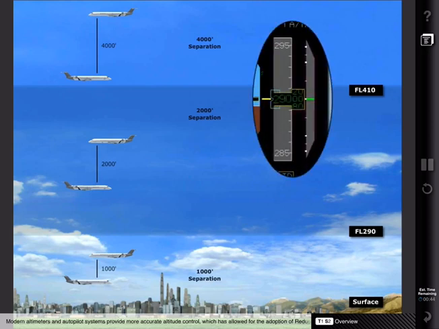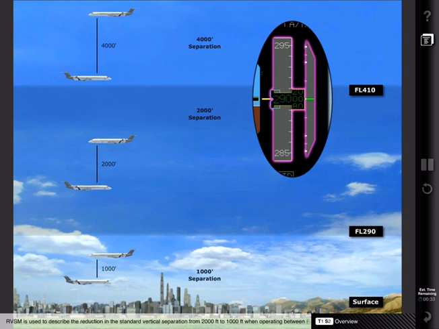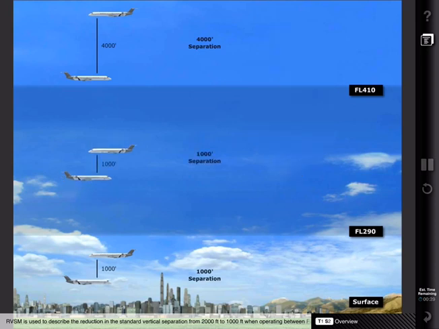Modern altimeters and autopilot systems provide more accurate altitude control, which has allowed for the adoption of reduced vertical separation minima, or RVSM. RVSM is used to describe the reduction in the standard vertical separation from 2,000 feet to 1,000 feet when operating between flight level 290 and flight level 410.